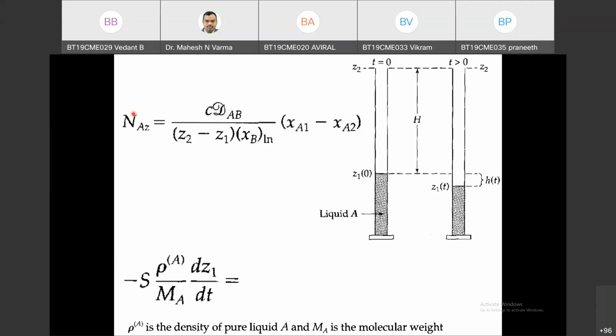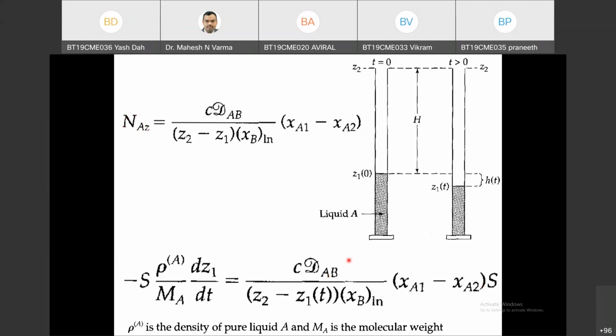Number 36. Yes, sir. Multiply by surface. Yeah, so multiplied by surface area. This flux multiplied by surface area will give me the rate of mass transfer. This is the rate of mass transfer. This is also rate of mass transfer. This is also rate of mass transfer.